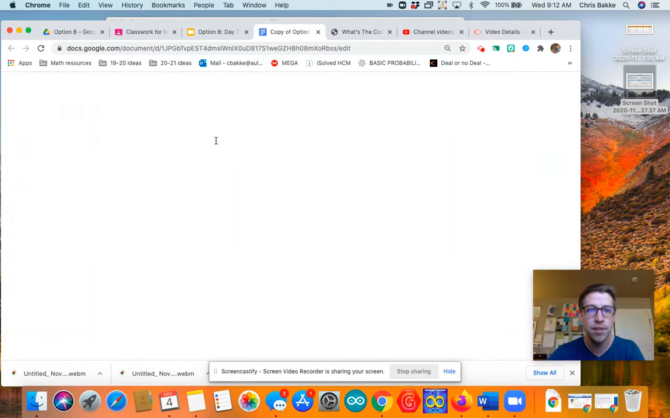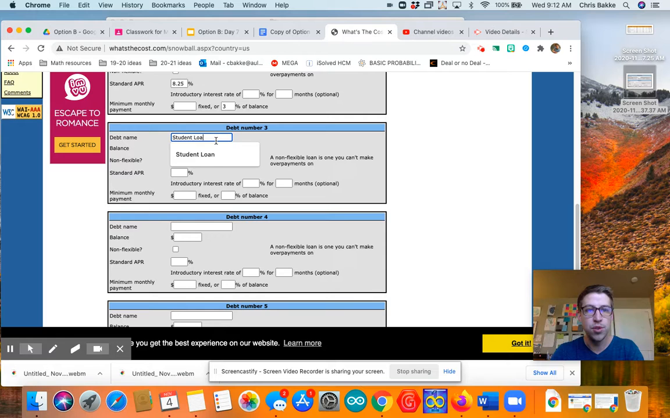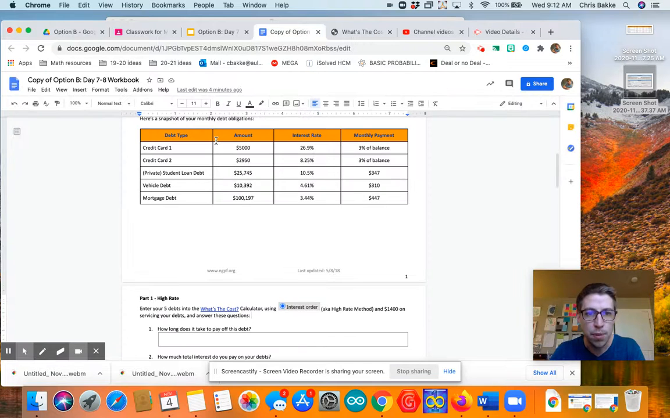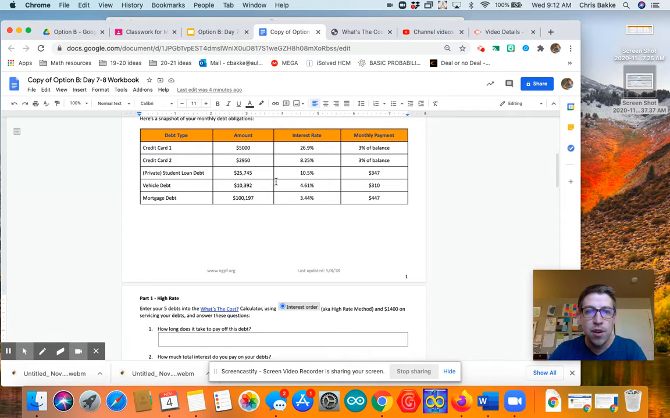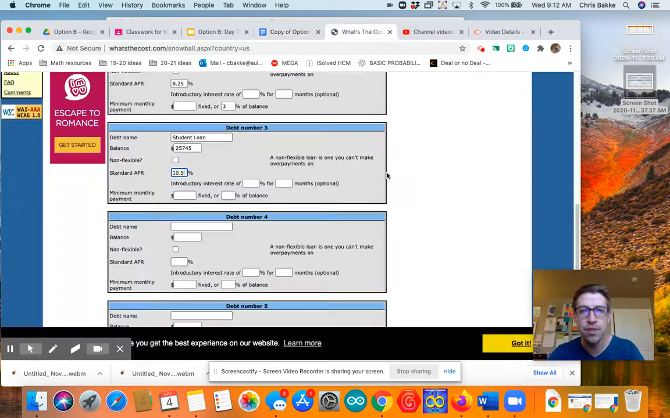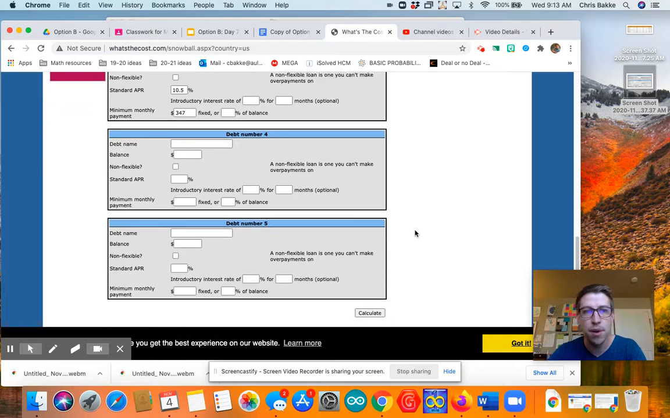Debt number 3 was our student loan. The balance was a little bit higher on this one, 25,745. The APR on this bad boy is 10.5. Skipping the intro rate again. But if you look here, we are not going to be doing a percent of the balance. We have a fixed monthly payment of $347. So I'm going to put that $347 fixed. That's how much money you know you'll pay on your student loan every month.